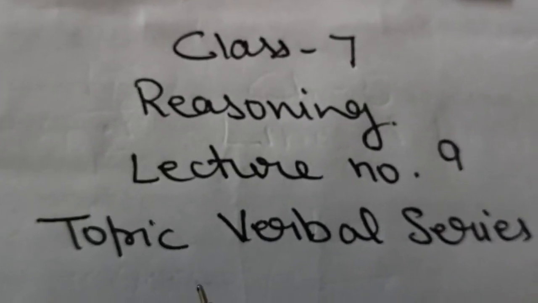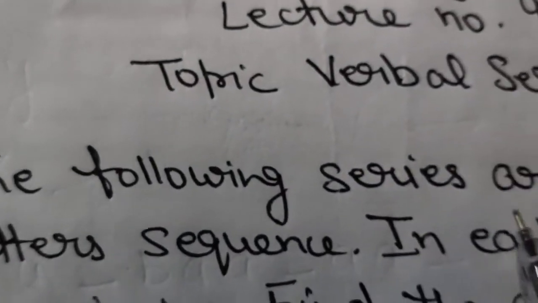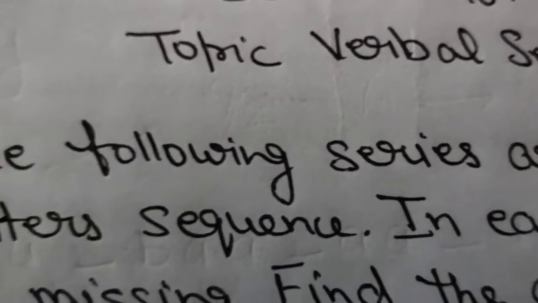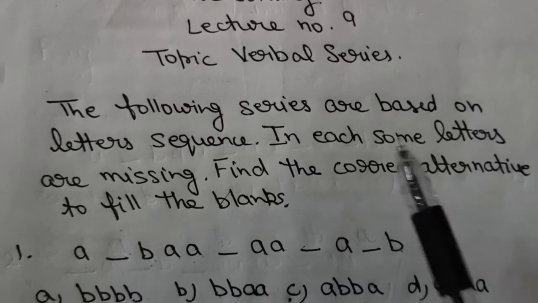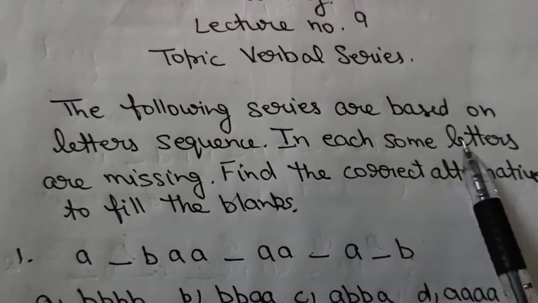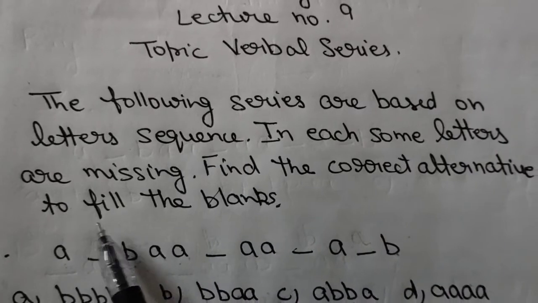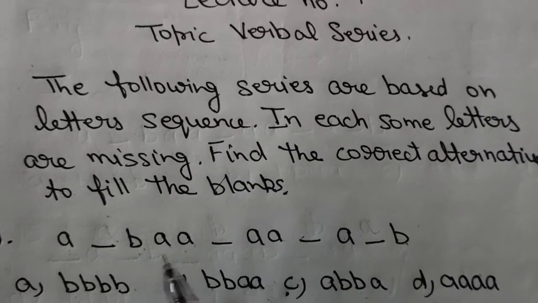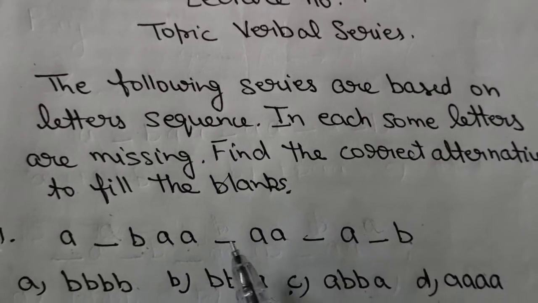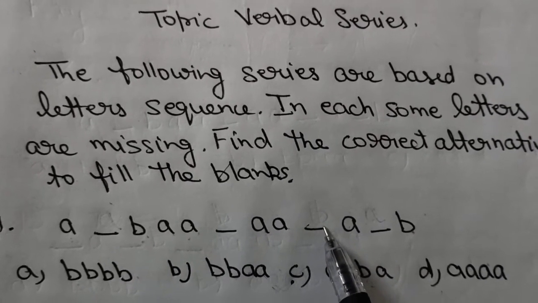The topic we are going to cover in this reasoning lecture is verbal series. The following series are based on letter sequence. In each, some letters are missing. Find the correct alternative to fill the blanks. Here are series of letters in which some blanks are there. You need to fill these blanks with the correct letters so that a sequence will be formed.